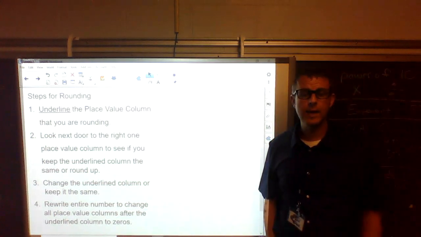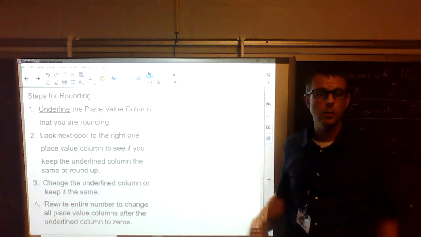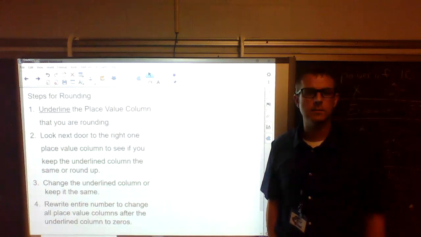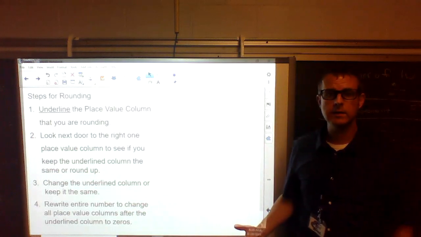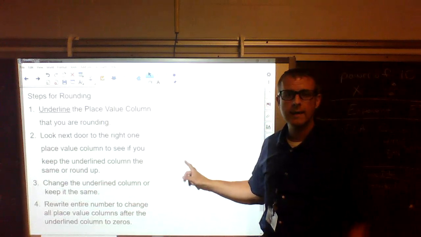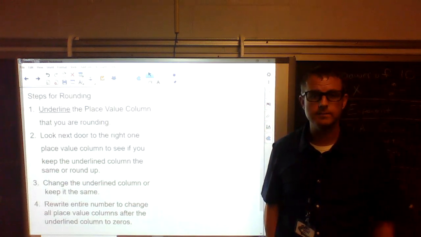Second, once you have that column underlined, you look next door to the right, one place value column, to see if you keep the underlined column the same or you round up. Now, I know that's a lot of words, and I'm going to show you this in a minute, but if they tell you to round to the nearest 100, you go to the 100 column, you look next door. That number next door is going to tell you either to round up or keep it the same. That's it.